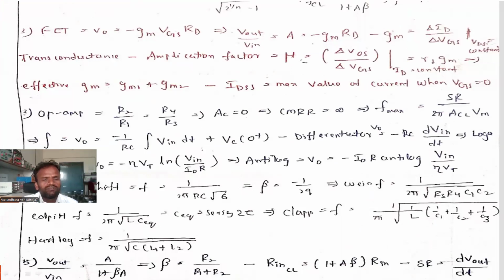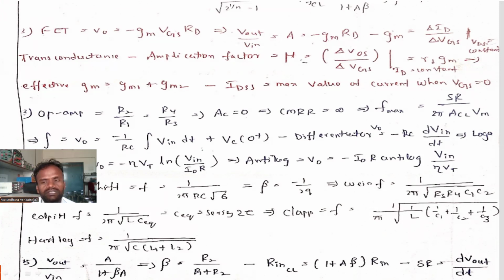Next is also FET. So VO equals minus GM times VGS times RD. VGS is the input voltage. Okay, VGS is the input voltage. Output by input equals gain, which is minus GM times RD. GM is nothing but del ID by del VGS when VDS is constant.